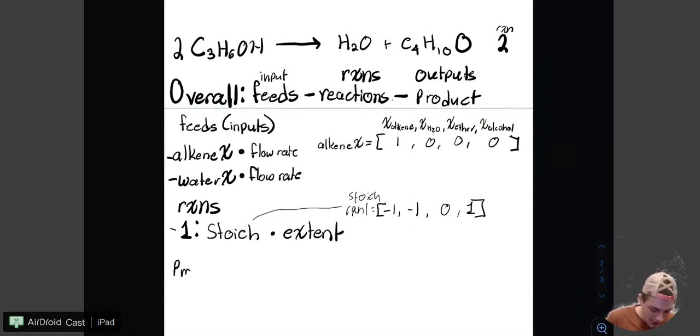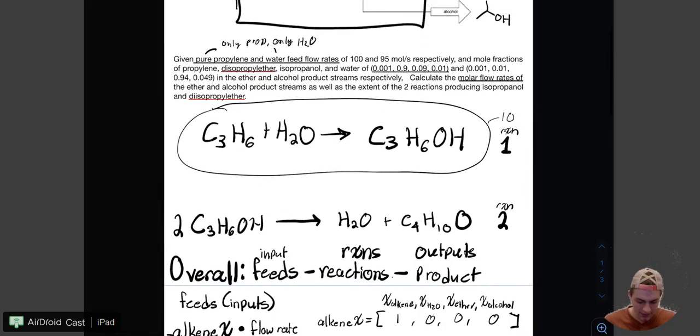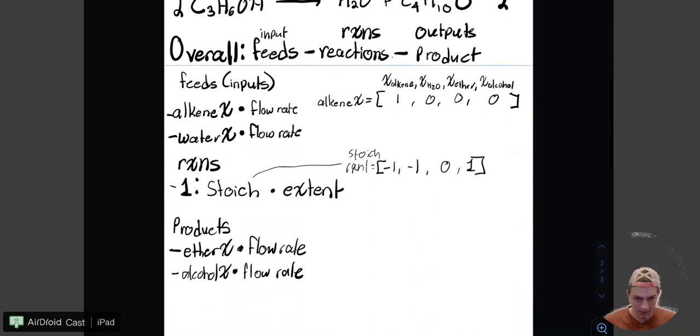And then finally, we need to talk about the products. The products, we have, again, basically the stream, so ether stream, mole fractions, multiplied by its flow rate. And then we have the ether stream, or rather the alcohol stream, its mole fractions multiplied by its flow rate. And again, we are given the mole fractions, I believe. Yes, we're given the mole fractions, and our job is to calculate the flow rates.